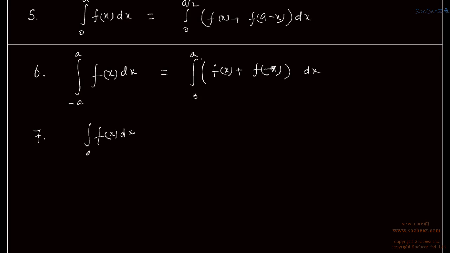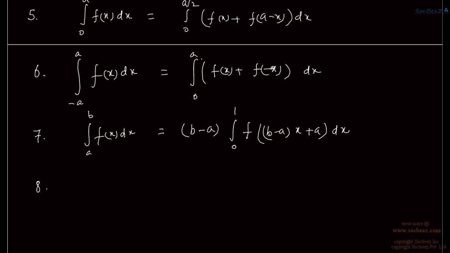The integral of f(x) dx from a to b can be written as (b − a) times the integral from 0 to 1 of f(a + (b − a)x) dx. Actually, we have the integral from 0 to 1 of f((b − a)x + a).